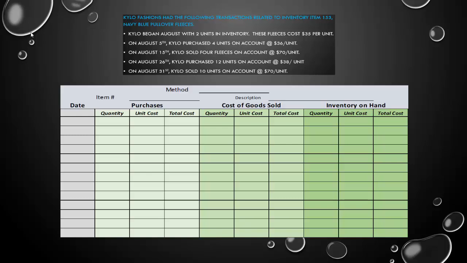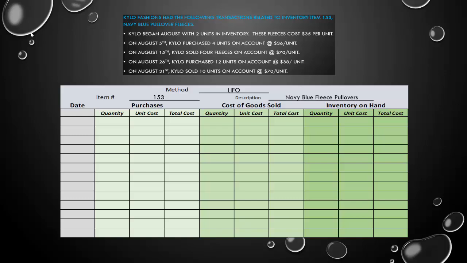To track the value of the inventory we have on hand for this particular item, item 153, the navy blue pullover fleeces, and the cost of goods sold that we're going to record on each sale, we're going to need a perpetual inventory record. We're going to start by filling in our header. For this example, we're going to use the LIFO method. The inventory item number is item number 153, and again, they are navy blue fleece pullovers.